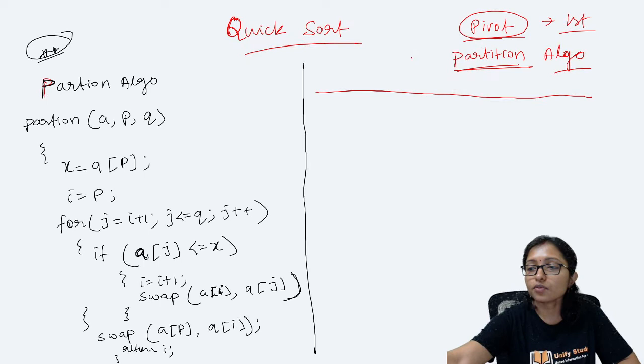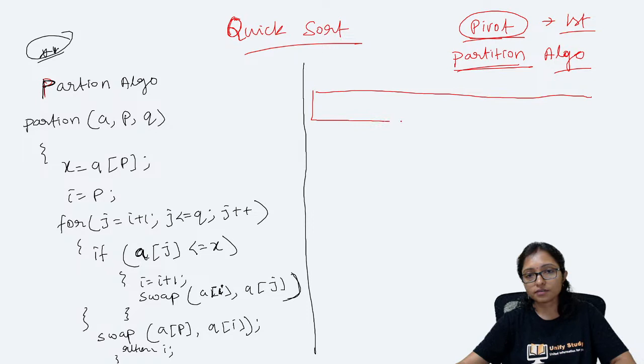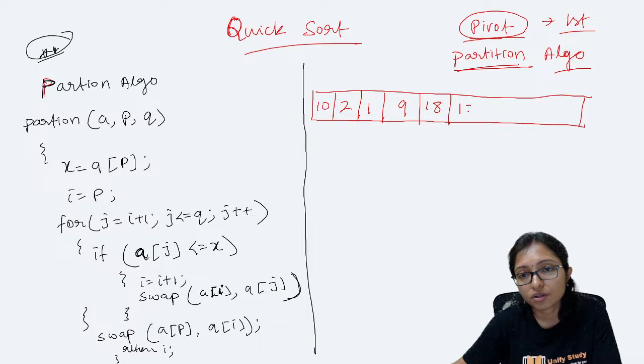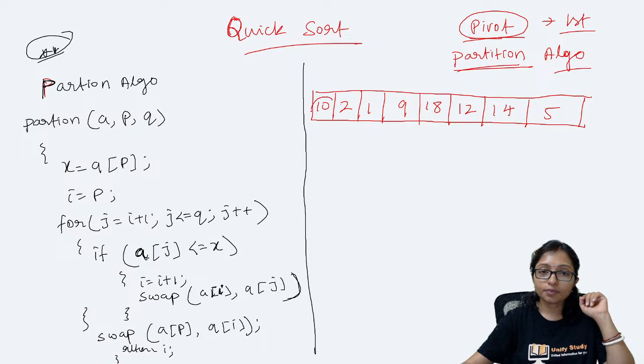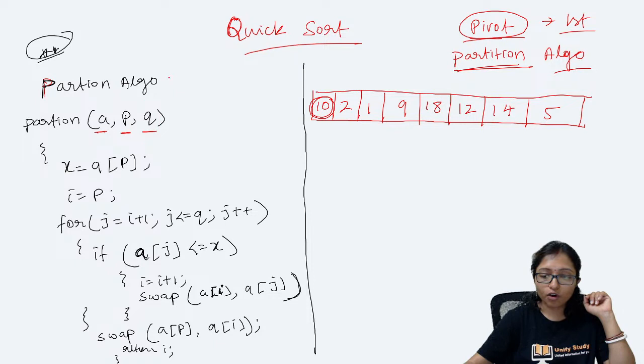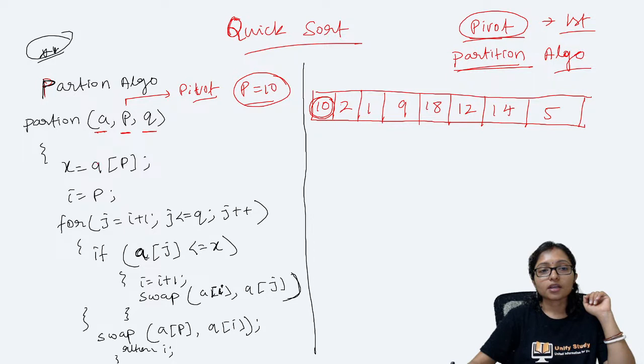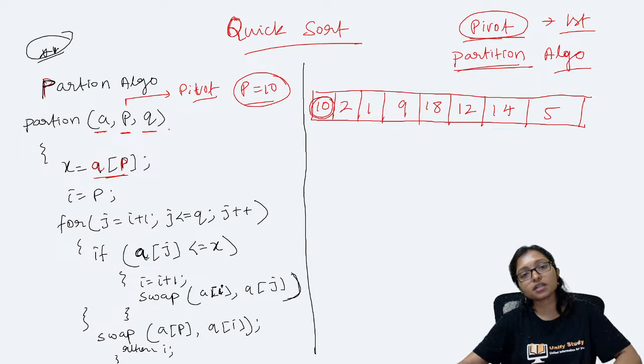I am taking an example, that is the array. Here 10, 2, 1, 9, 18, 12, 14 and 5. Okay, this is my array. Now what is my pivot element? My pivot element is 10. Okay, so here you can see we are calling array P, Q. P is your pivot element. So P is 10 here. So the position of A[P], I am taking the position from A[P], means it is the pivot element position, that is 0.